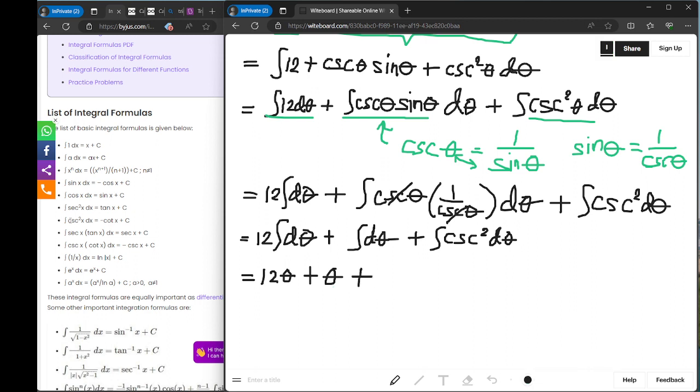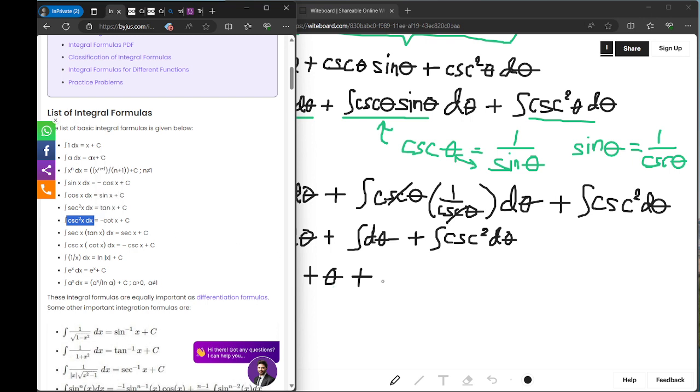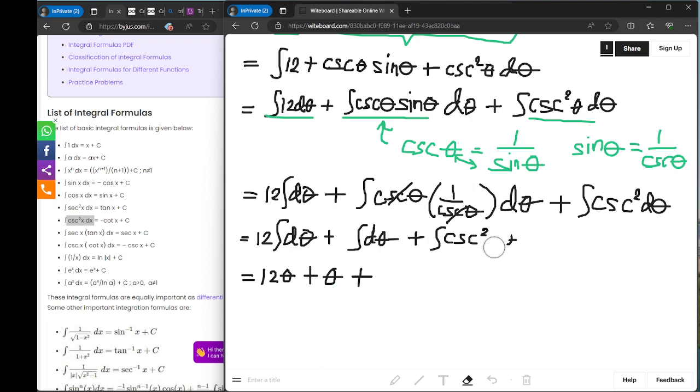Then we have here the integral of cosecant squared theta. So let me correct this. This should be theta d theta. Also here, so that's cosecant squared theta d theta. So the integral of cosecant squared theta d theta is negative cotangent theta.